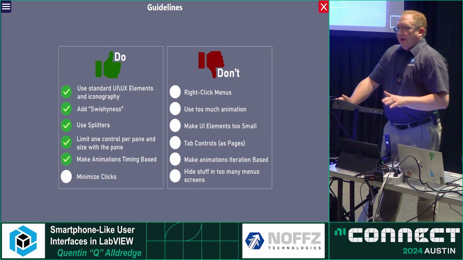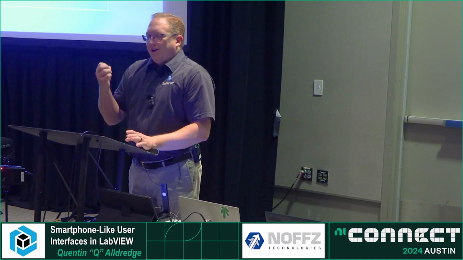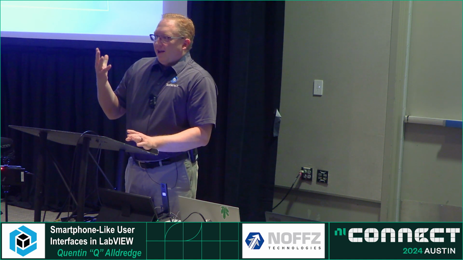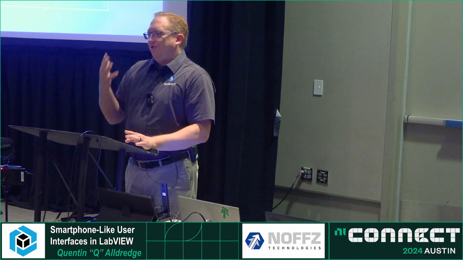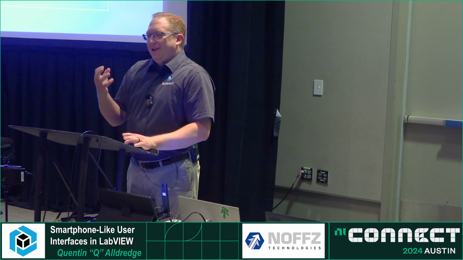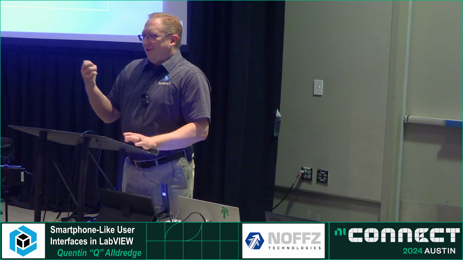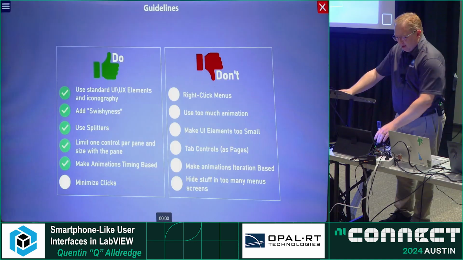Make animations timing based. The reason why I say this is I once created an animation where I had a really cool VI fade in and I had it do it based on iterations. So it basically took 100 iterations for it to fade in. Well, I had a really nice computer, so it faded in really nice on my computer. But then I gave it to my customer and it took a nice 30 seconds to fade in on his computer. So if you make it timing based, then if they have a slow computer, it just pops open. It doesn't end up affecting anything having that animation in there.